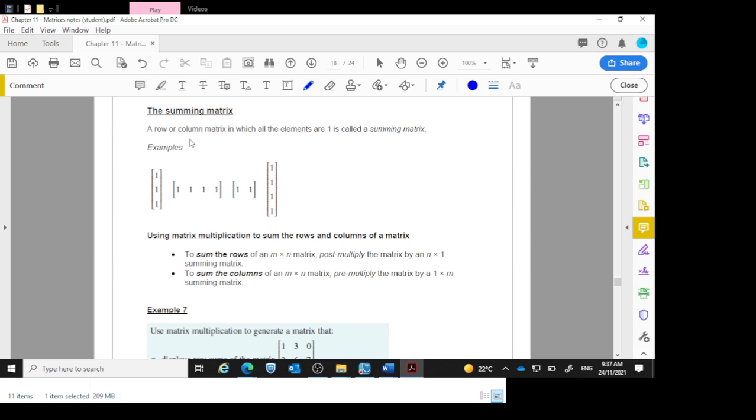The summing matrix. If we want to sum things, so we want to add them all up, we can use ones, either the rows or the columns, to sum them, because all the one does is just multiply the number by 1, and then it's adding up. So to sum the rows of an n by n, we multiply it by an n by 1. And then to sum the columns of an n by n, we pre-multiply it by a 1 by n. So this is post, that's pre. You just have to work that out in your head.